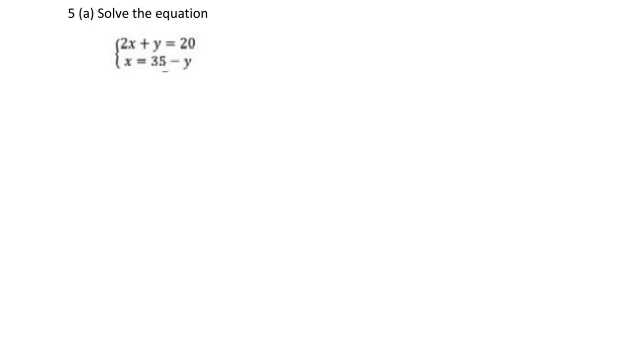Question number 5, part A. Solve the equation. So we've been given two equations there. So here we have 2x plus y equals 20. Let us call this equation number 1. And then we have x equals 35 minus y. We are going to call this equation number 2.